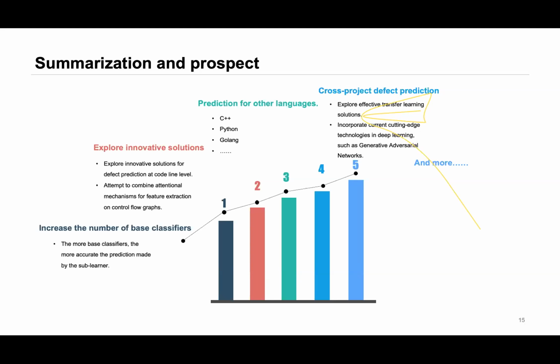There are 4 main directions for our future research. The first is to increase the number of base classifiers to make prediction more accurate. The second is to explore innovative solutions for defect prediction at the code line level. The third is defect prediction for other languages such as C++, Python, and so on.